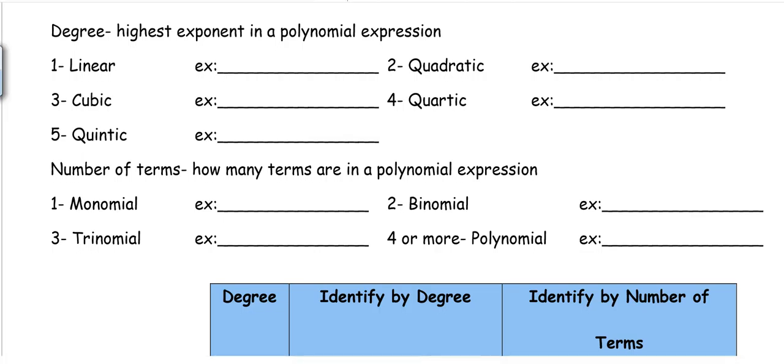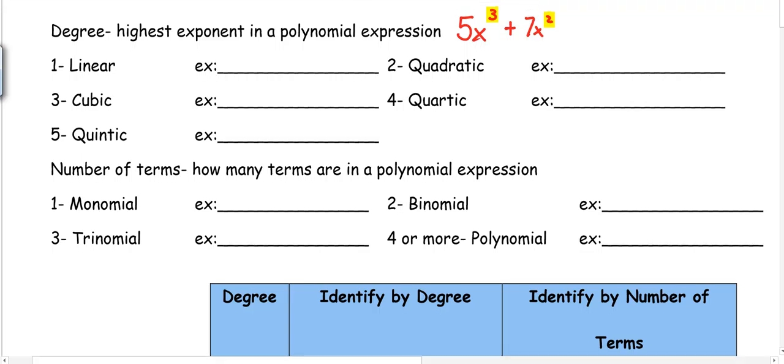So when we're looking at degree, we're looking at the highest exponent in a polynomial. So remember, an exponent is written by a variable. So if we have 5x cubed plus 7x squared, the 3 and the 2 are exponents. And in this case, the degree would be 3 because it's the highest exponent. So the first type is linear. Linear means it has an exponent of 1.